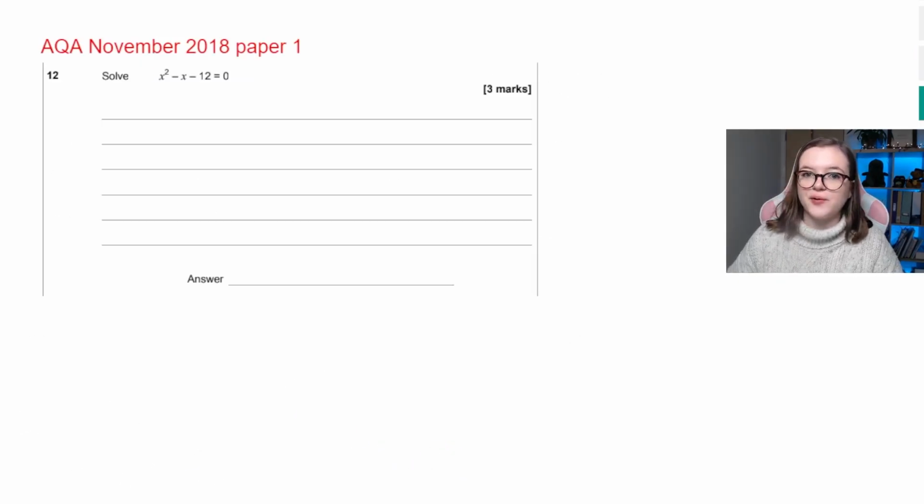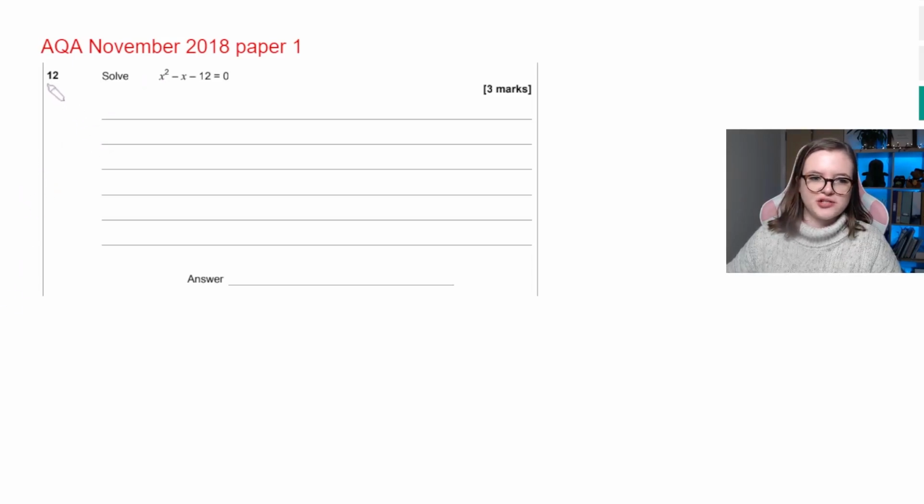Okay then, first exam questions from the AQA November 2018 paper 1. So feel free to pause it, have a go, see how you get on. It's one of those grade, actually I won't tell you which grade it is, so you can figure it out for yourself. But yeah, pause it, have a little go.